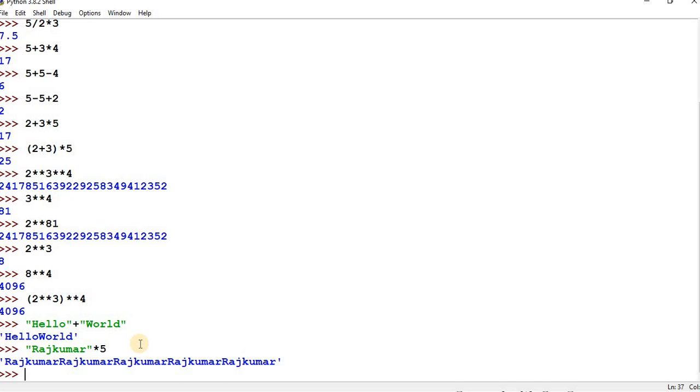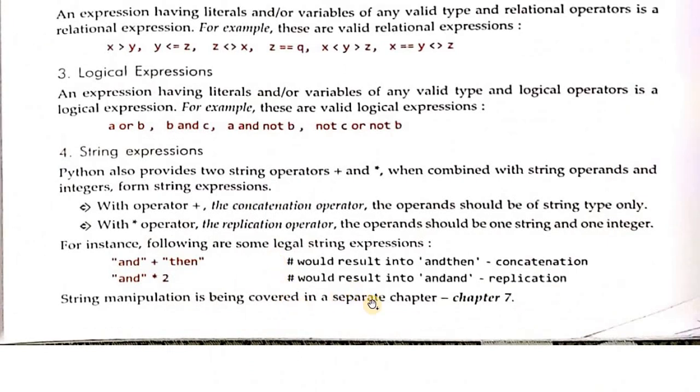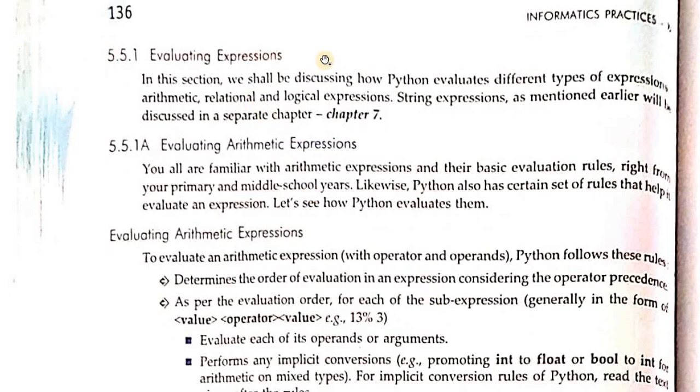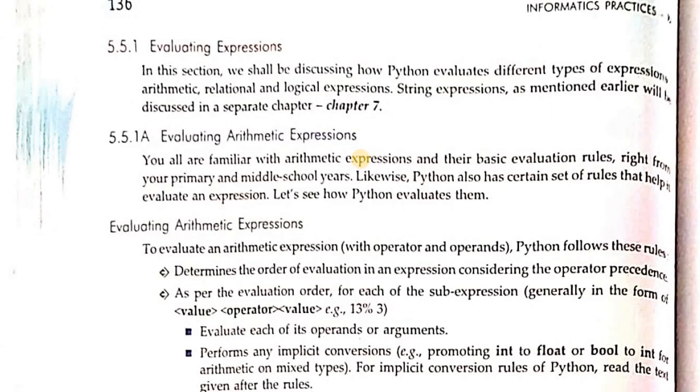Okay, and now move to the next. This string manipulation is being covered in a separate chapter, chapter 7, so we will learn string manipulation in chapter 7. Now, evaluating expressions. While evaluating any expression, we must keep in mind the priority of operators. So the precedence of operators must be in your mind while evaluating an expression. Okay, in the next lesson we will discuss evaluating expressions. Thank you.